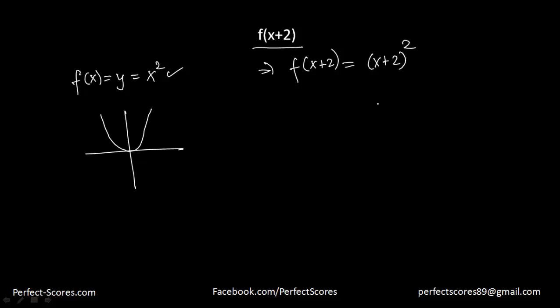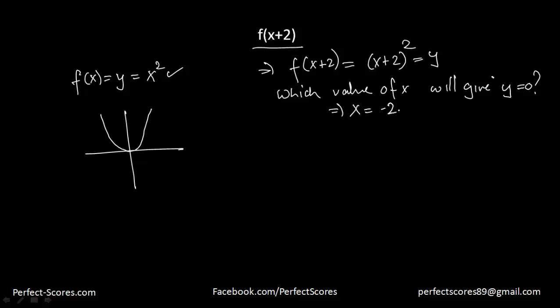That would be (x + 2)². Now think about this. Which value of x will give y equal to 0? Yes, x equal to negative 2 gives y equal to 0. That means (-2, 0) is on this graph, so the lowest point is going to shift to the left by 2 units and the graph is going to become something like this.